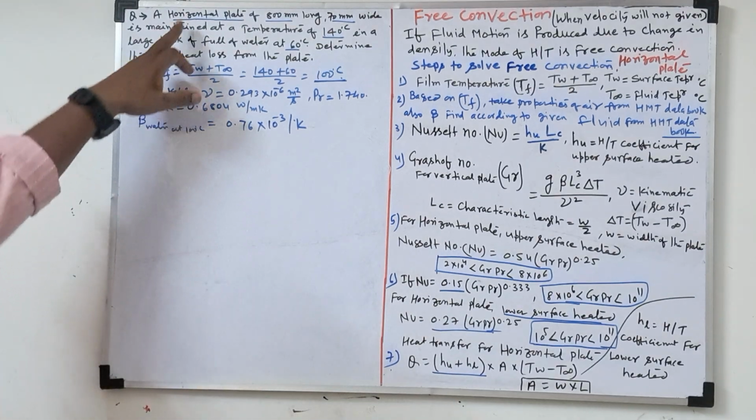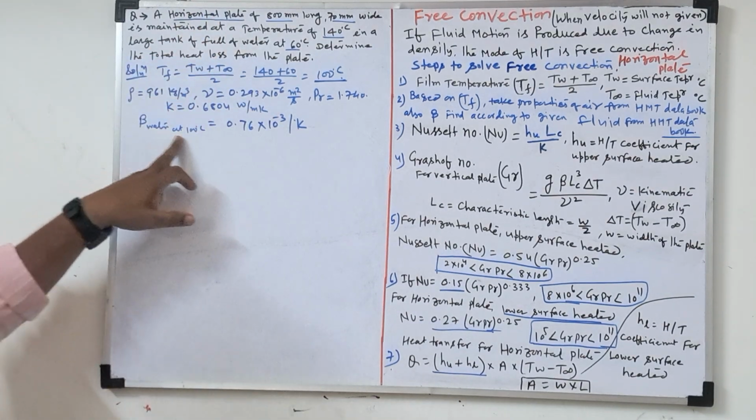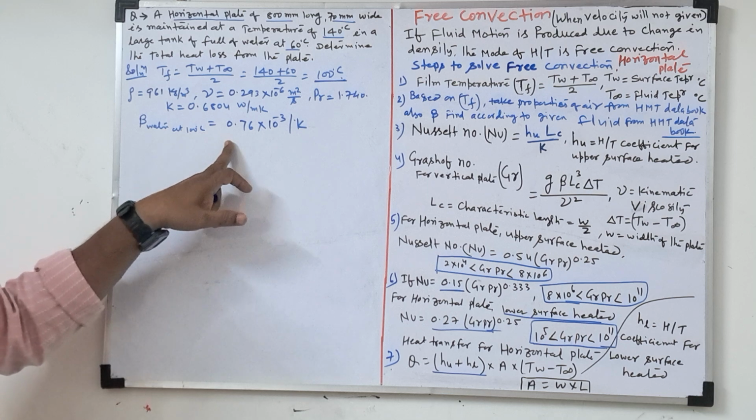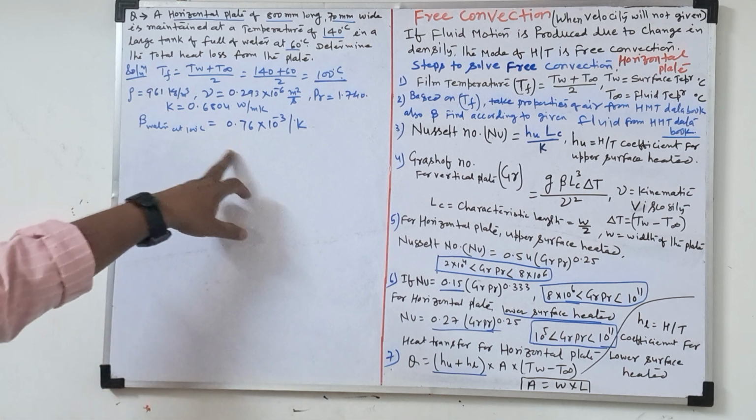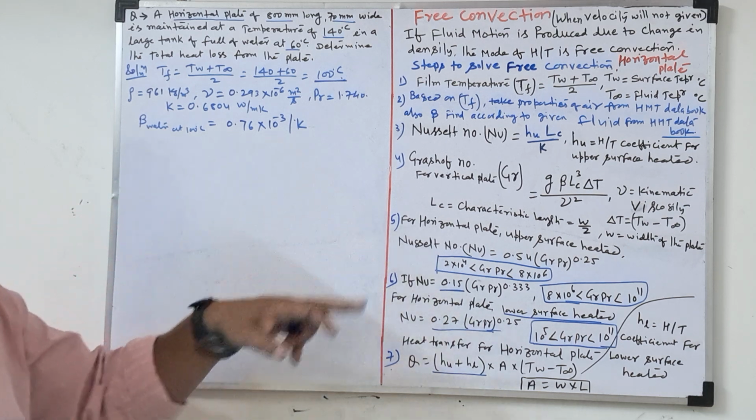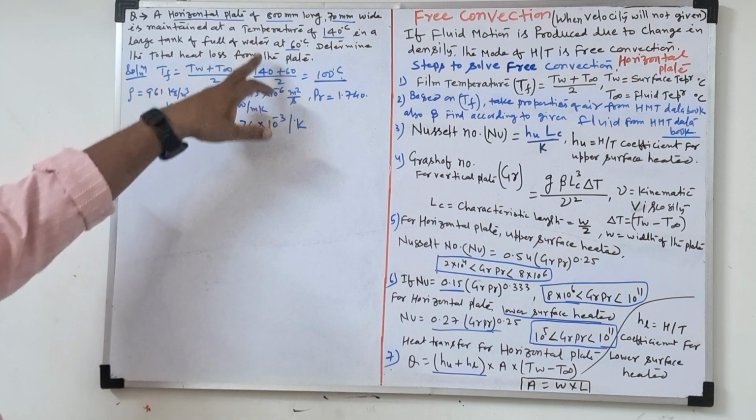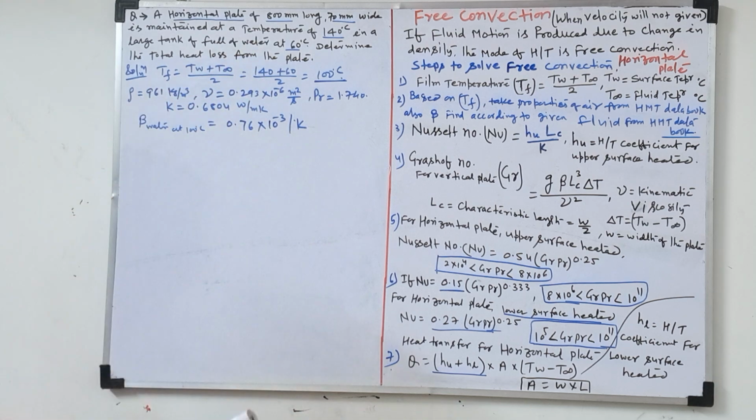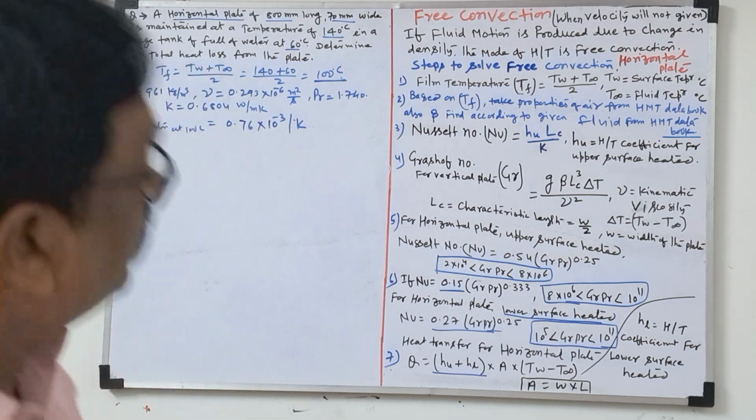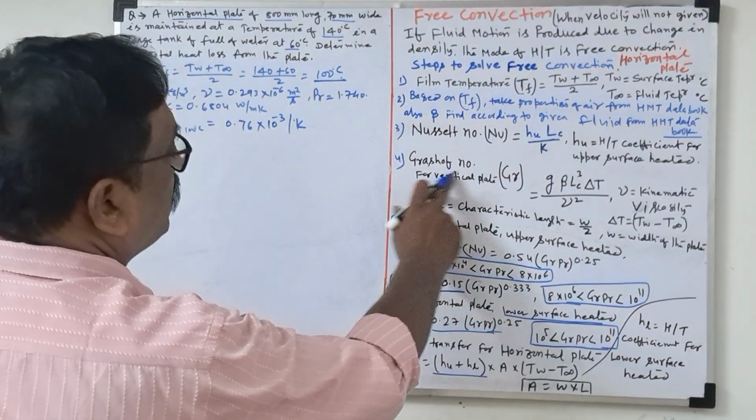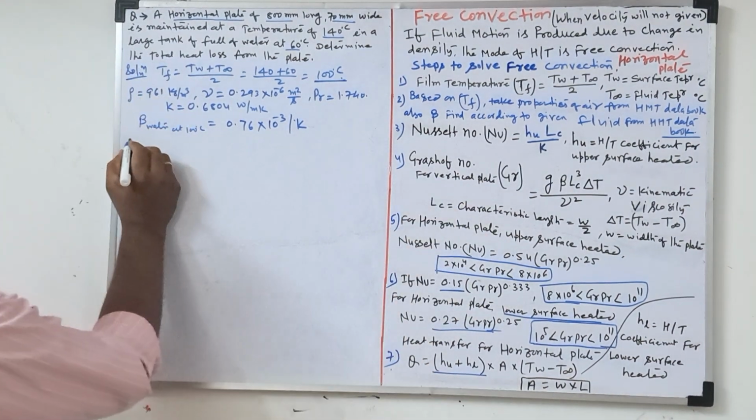So this is the difference between the vertical plate and the horizontal plate. Beta is not found as 1 by TF. We take the value directly from the HMT data book, because here the fluid given is water. So beta I know. Once I know beta, we go to the Grashof number.